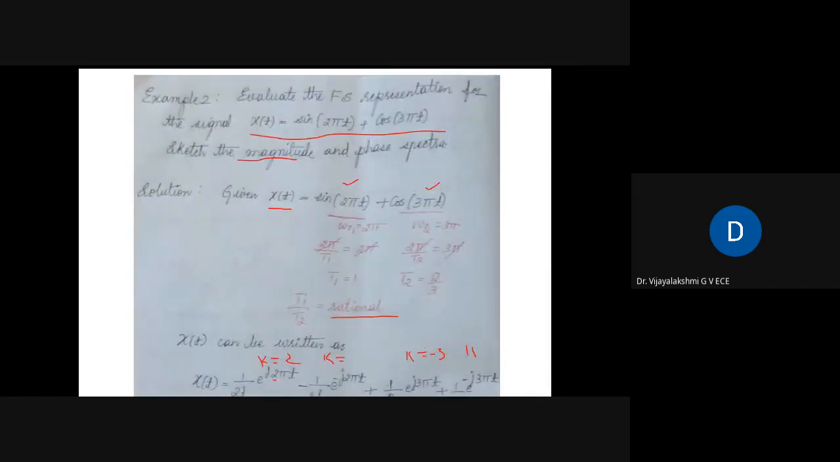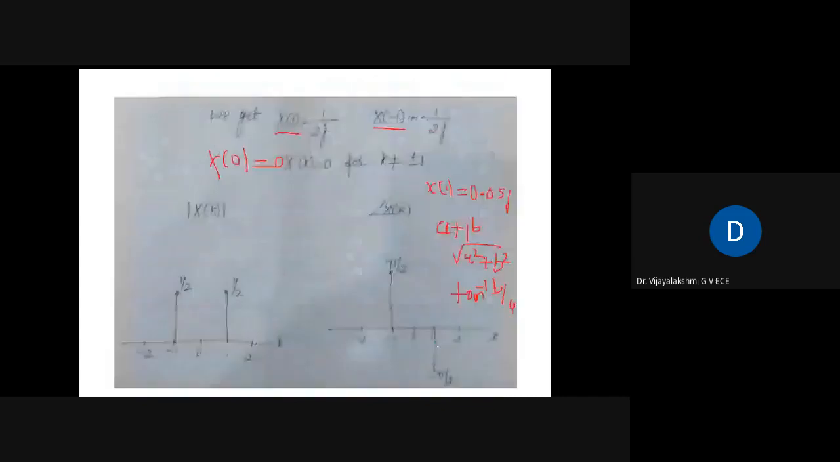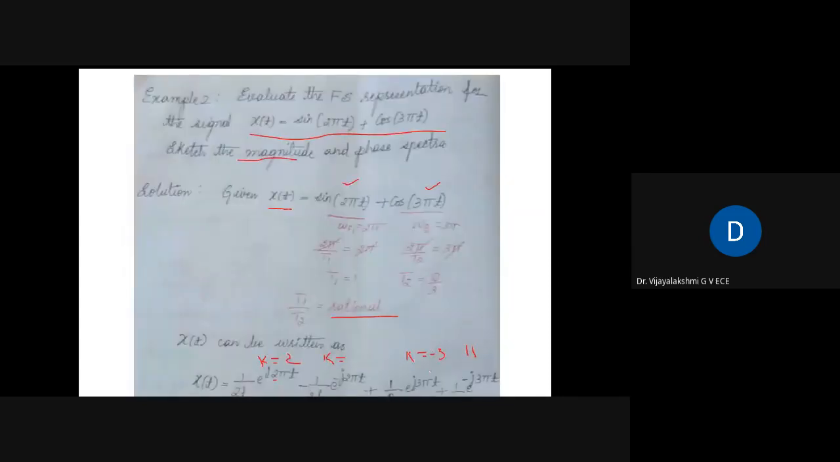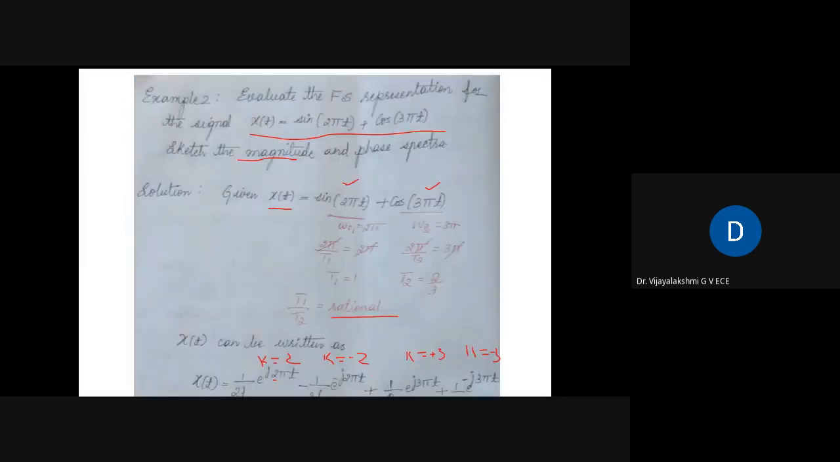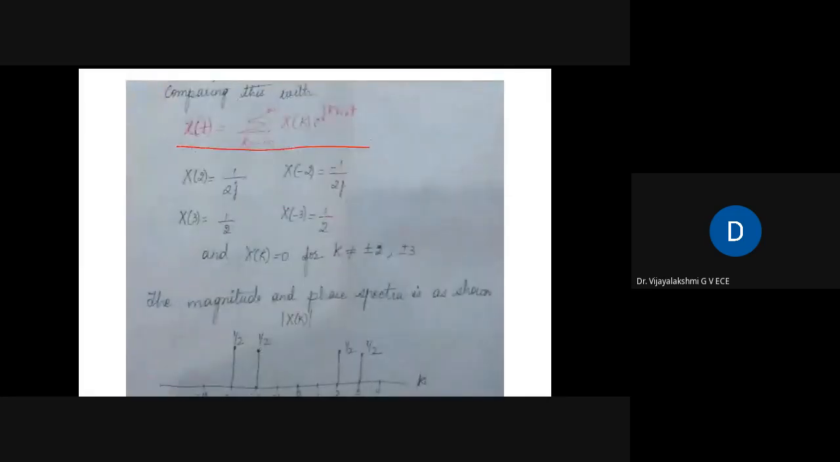I'm sorry, once again. So this is for k is equal to 3, for k is equal to minus 3, k is equal to 2, and k is equal to minus 2. So we'll expand this x of t for k varying from minus 3 to plus 3. But here I don't have any term which is related to x of 0. So I don't get it.